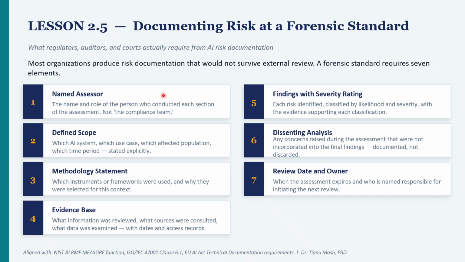Element 2 is defining the scope. Which AI system, which use cases, which affected population, which time period, stated explicitly. You need to identify who, what, when, where, down to what the weather was, what you observed, what you heard, what you did, how you assisted. Do not assume. Do not put in your assumption. "I think, I believe": none of those matter, what you think or what you believe.